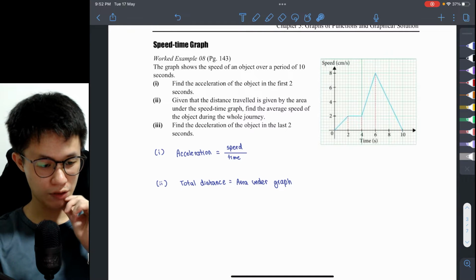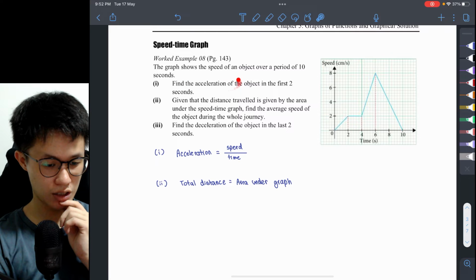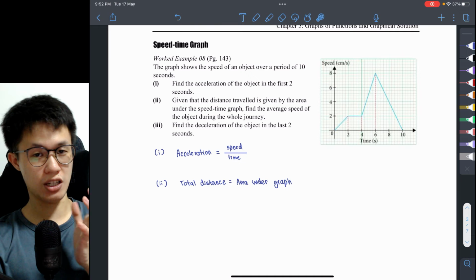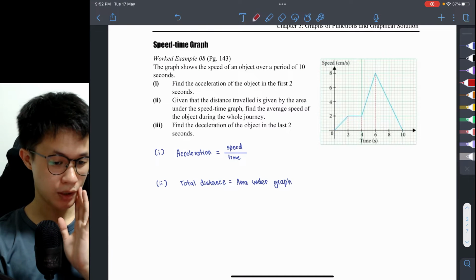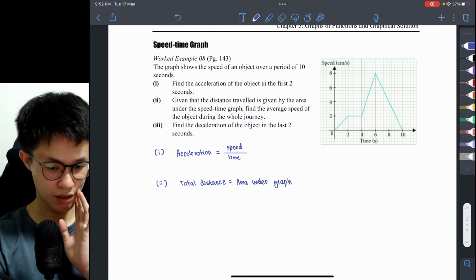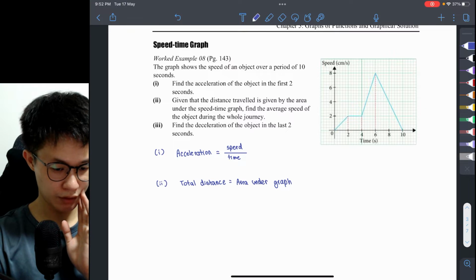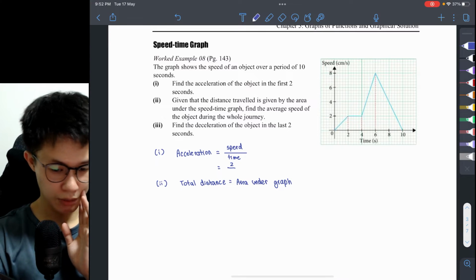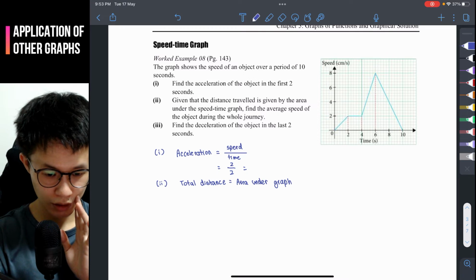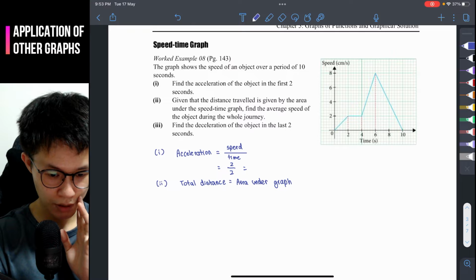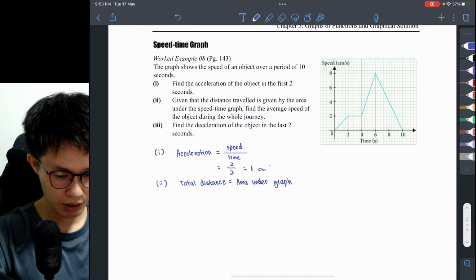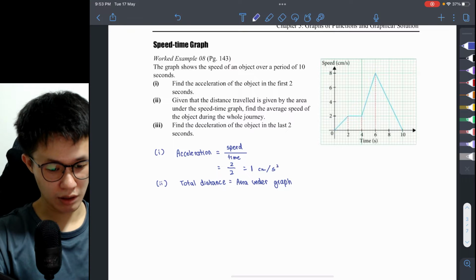Okay, so for this case, the first question is we want to find the acceleration of the object in the first 2 seconds. It's pretty simple. We know that acceleration is speed over time. So we just need to find out the speed at 2 seconds, which is just 2, right? 2 cm per second divided by 2 seconds, and the acceleration here would be 1 cm per second squared.